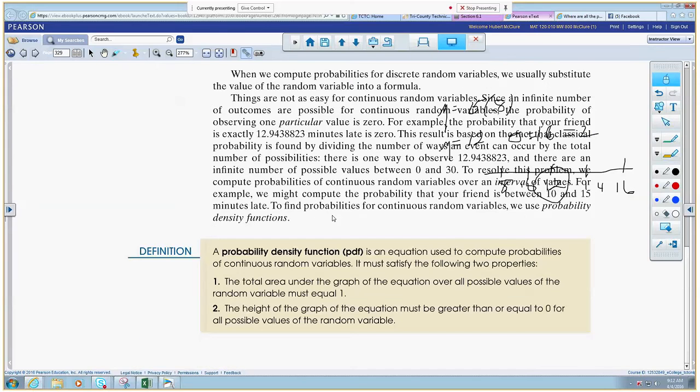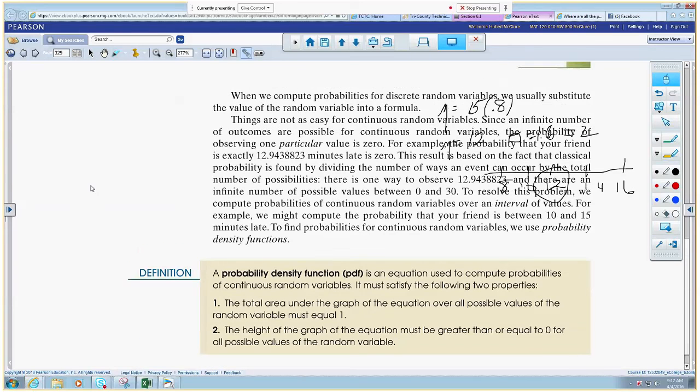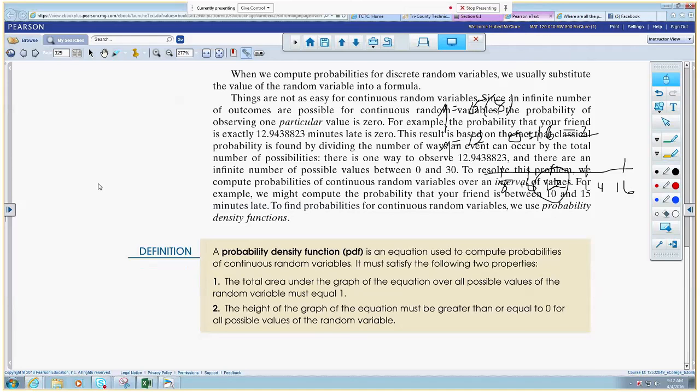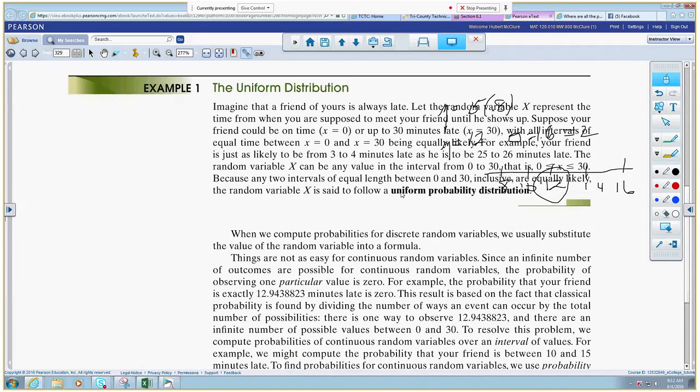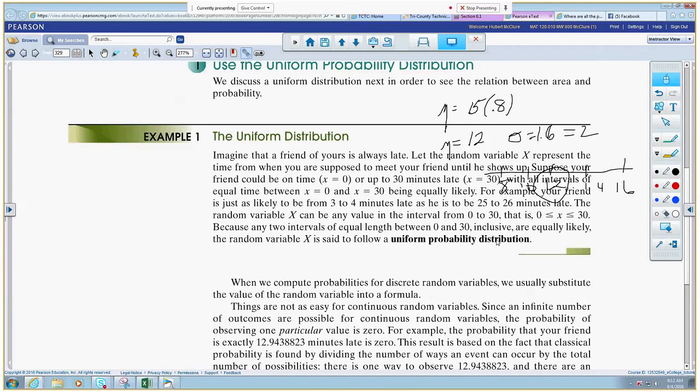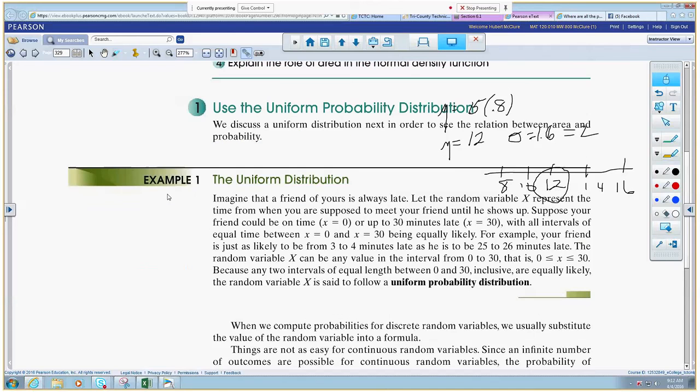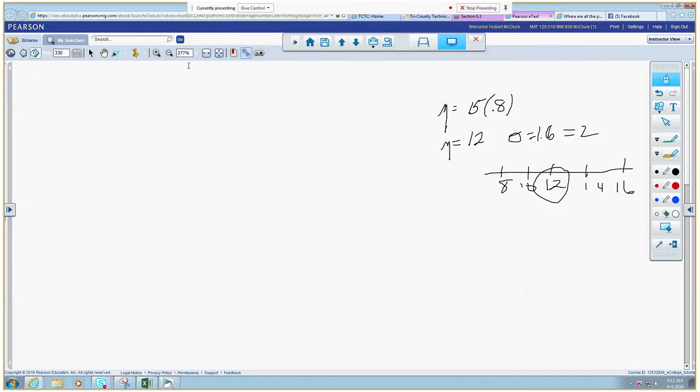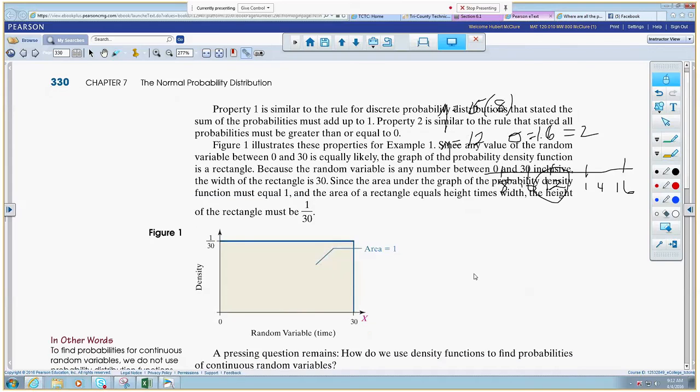So this section right here, out of 20 problems, you're going to get 2 problems out of uniform distribution. Make sure you make a note what uniform distribution is. And I'll show you as soon as I get a picture of it. There it is.